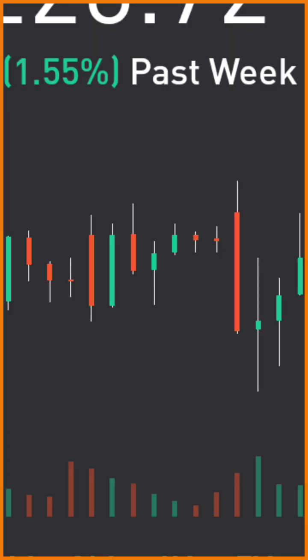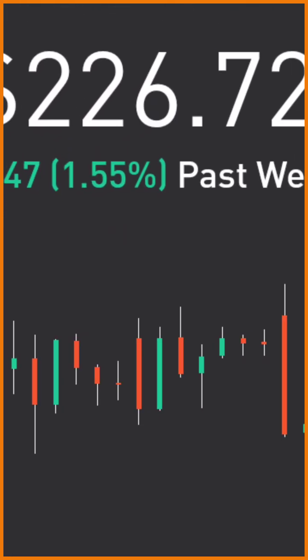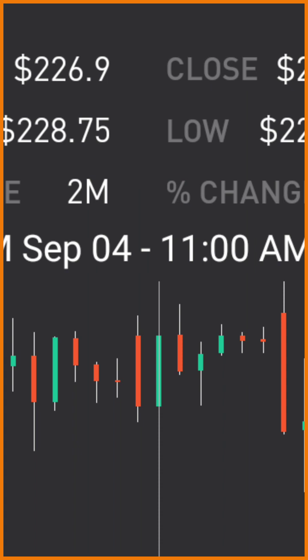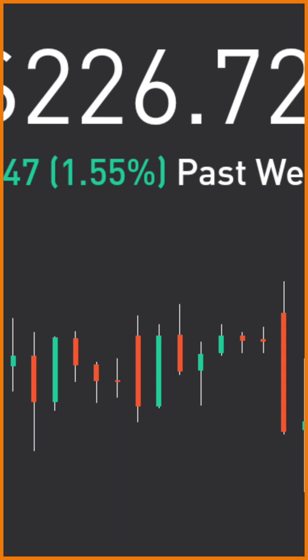Let's do 1 week. All right. So the candlestick body is essentially the rectangle right here. If the candlestick body is red, the bottom is the market close price and the top is the market open price. If the candlestick body is green, as you can see right here, the bottom is the market open price and the top is the market close price.